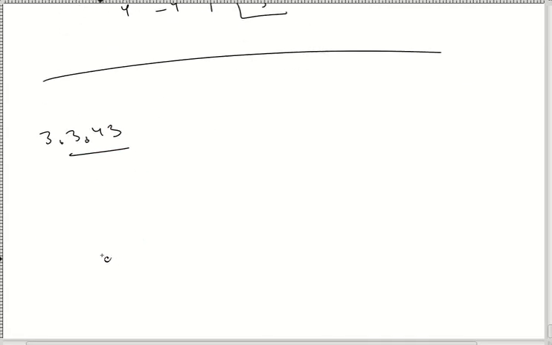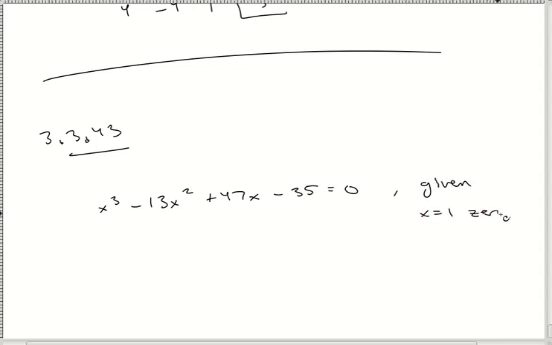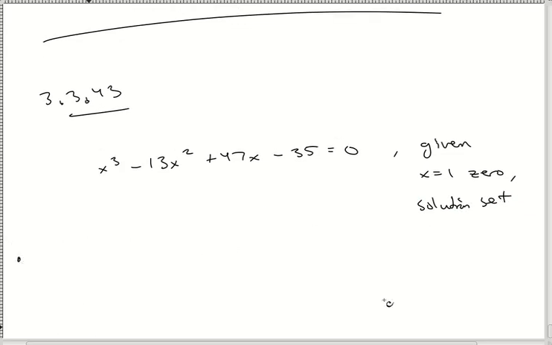So they have x cubed minus 13x squared plus 47x minus 35 is equal to 0. And they say, given that x equals 1 is a zero, find the solution set. If I say find the others, it's not quite like that. Find the solution set. They want to solve for x.